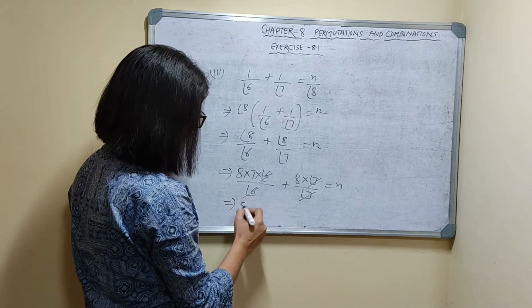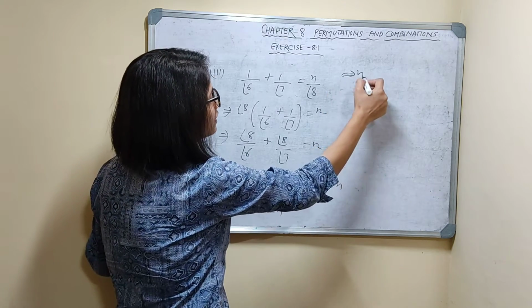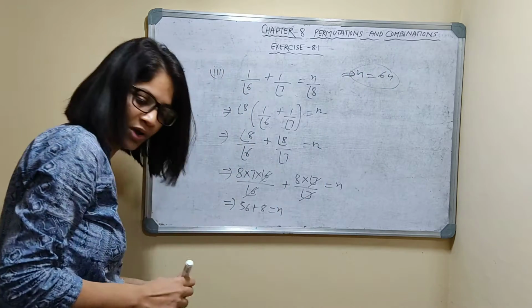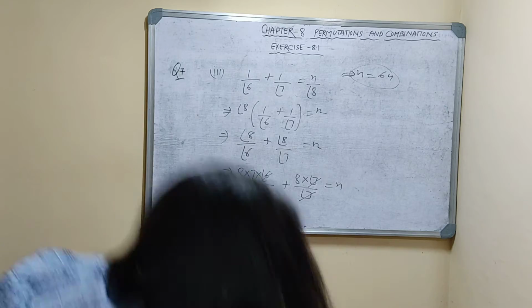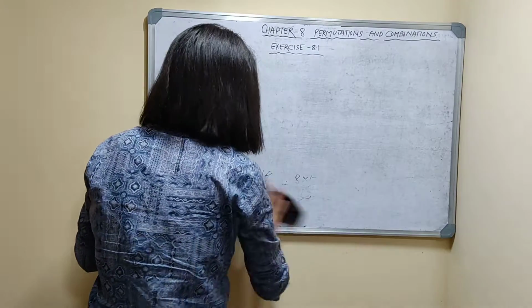8 sevens are 56 plus 8 is equal to n. So the n value is 56 plus 8, that is 64. The answer is 64. Third is over. Now part fourth.